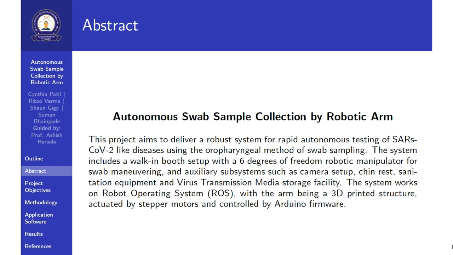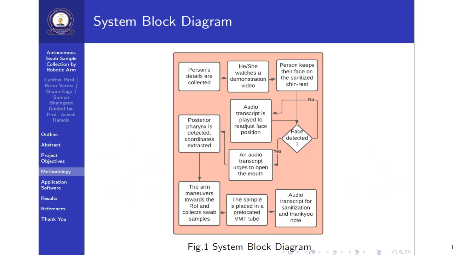The system works on a robot operating system with the arm being a 3D printed structure which is actuated by stepper motors and controlled by the Arduino firmware. Once the person walks into the booth, his or her details are collected and they watch a demonstration video to see how the process is going to be performed on them by the bot.